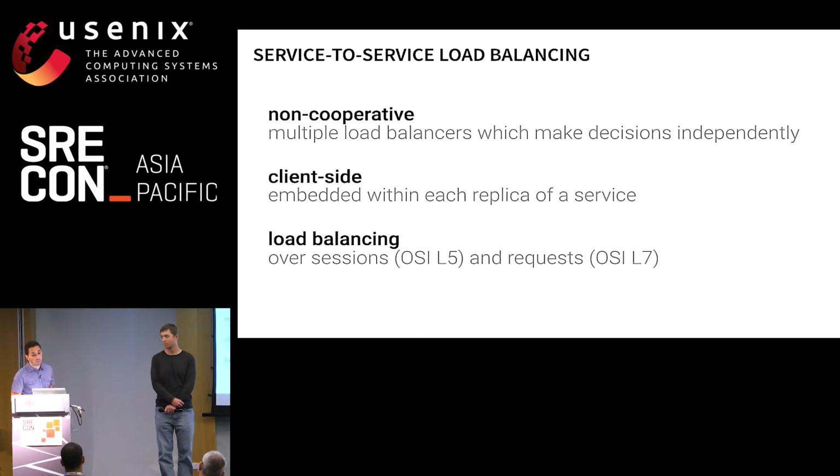So let's break down some of the terms that we use to describe our load balancers. We say that they're non-cooperative. So we have multiple load balancers, each making decisions independently. And this allows us to not incur any heavyweight coordination. We say that they're client-side. So we embed each load balancer inside a client, and we do this so we can operate with fewer layers of physical infrastructure. When we say load balancing, we mean load balancing over both sessions and requests. Session distribution is an important metric that we use because sessions are a vehicle for requests, but we mostly measure the effectiveness of our load balancers via request distribution. And that's because request distribution is a more accurate proxy for server resource utilization.